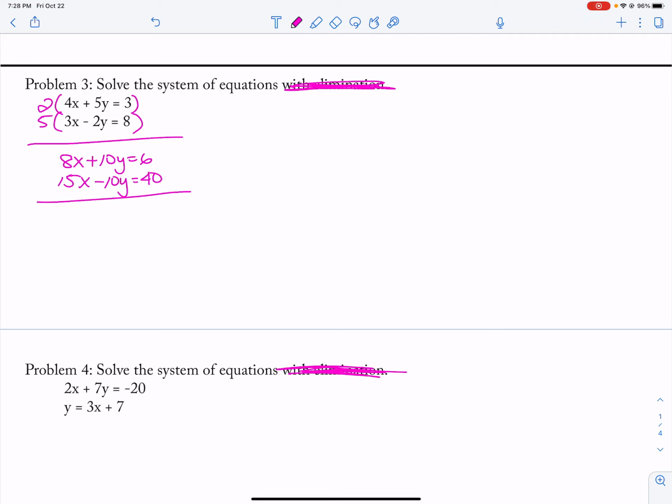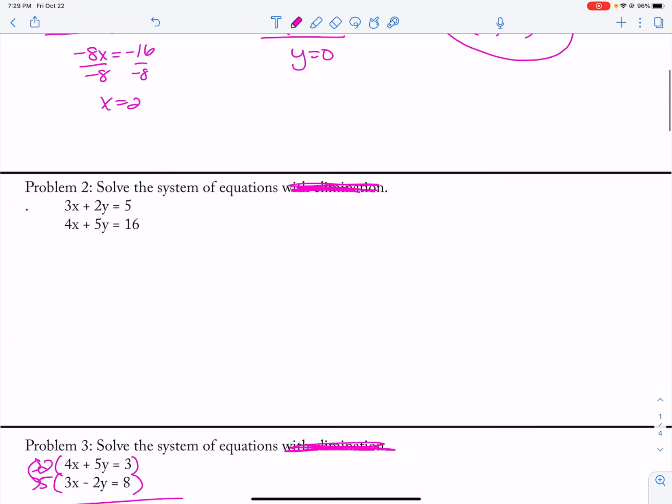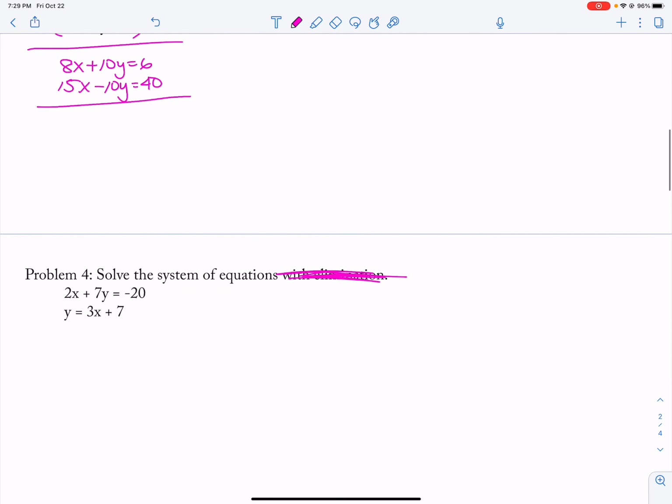Now, let me be clear about something. It just so happens that I'm just switching what I'm multiplying by. But again, I'm looking for the least common multiple. So if my least common multiple is 10, then obviously I'm multiplying by 2 and 5. But let's see. Is there one that's here?